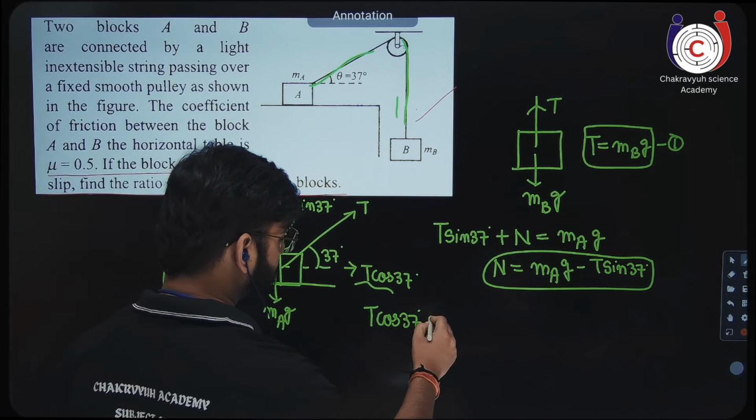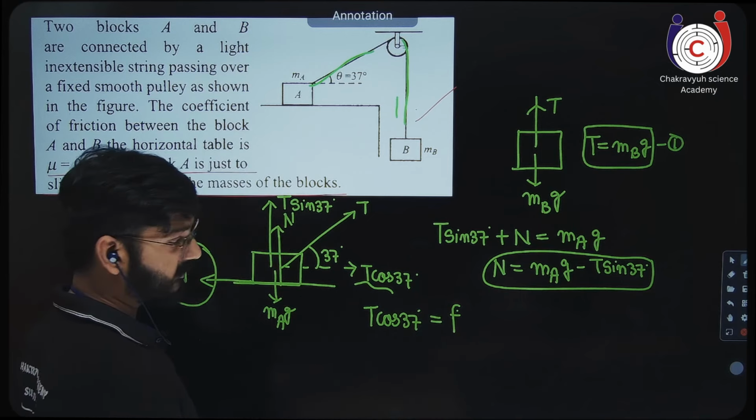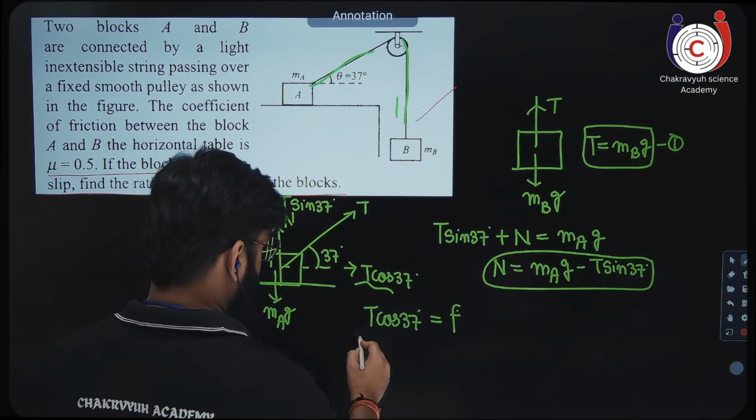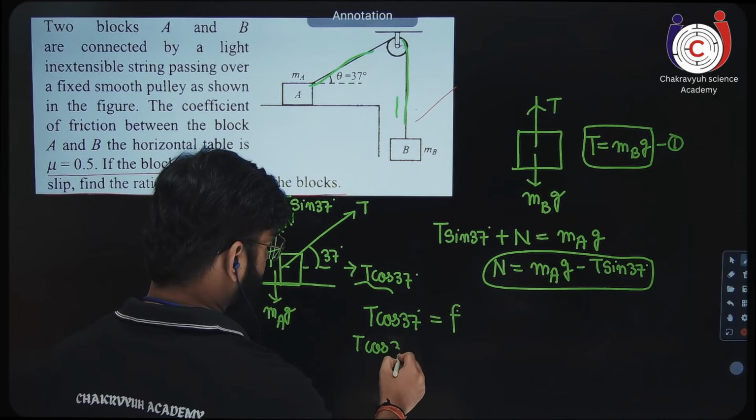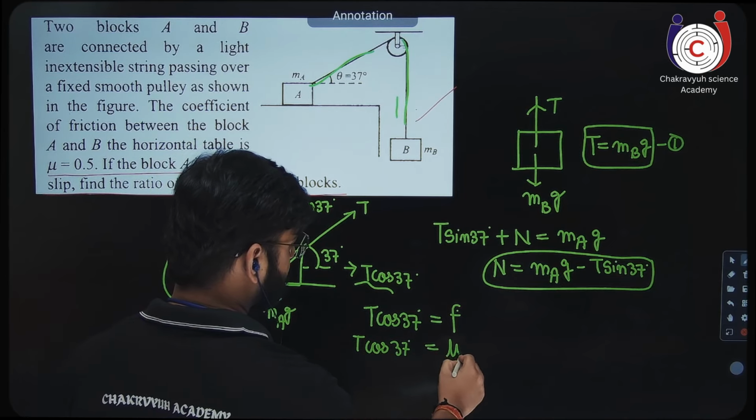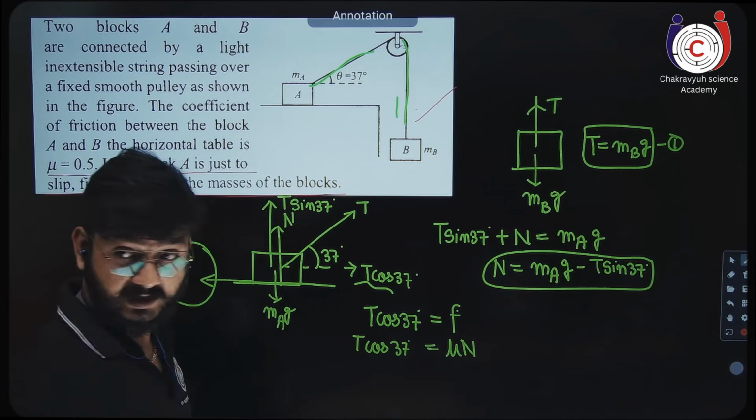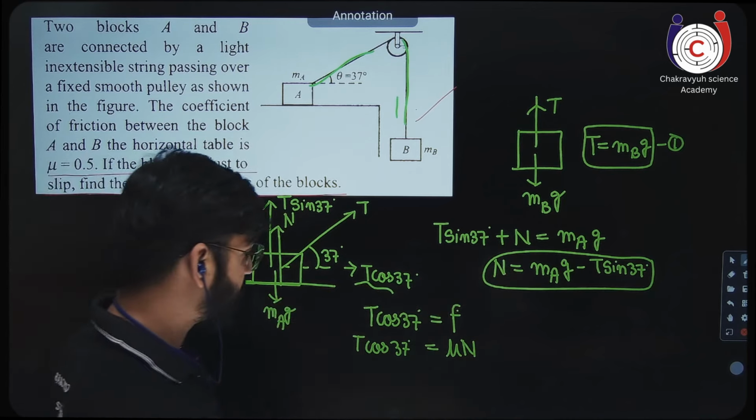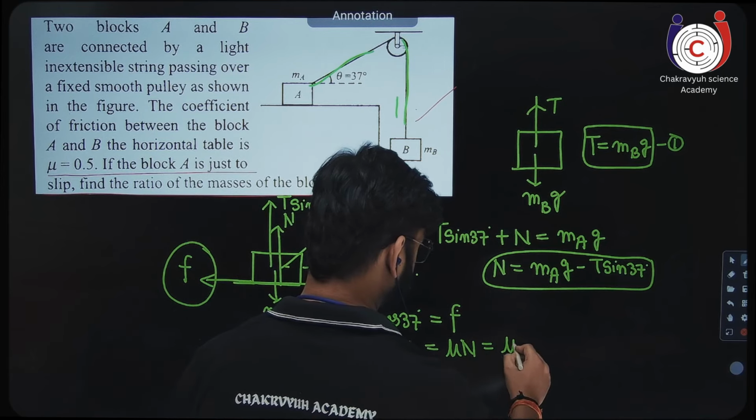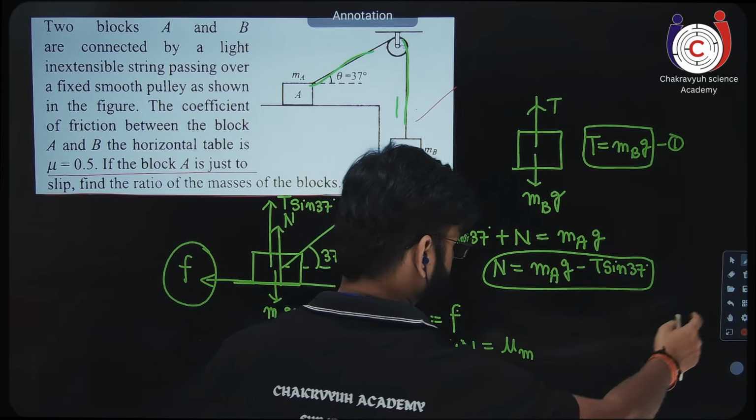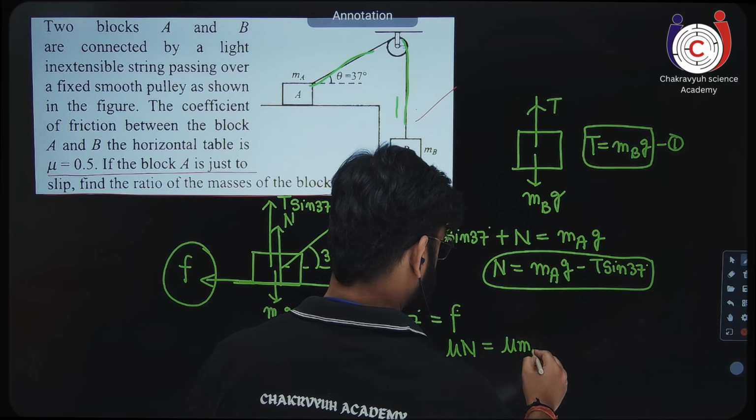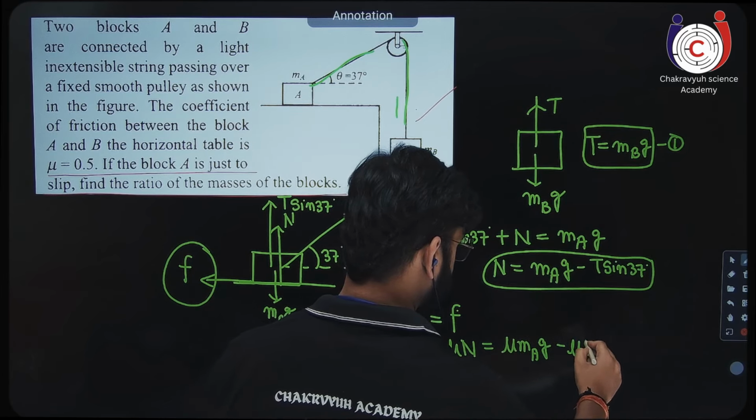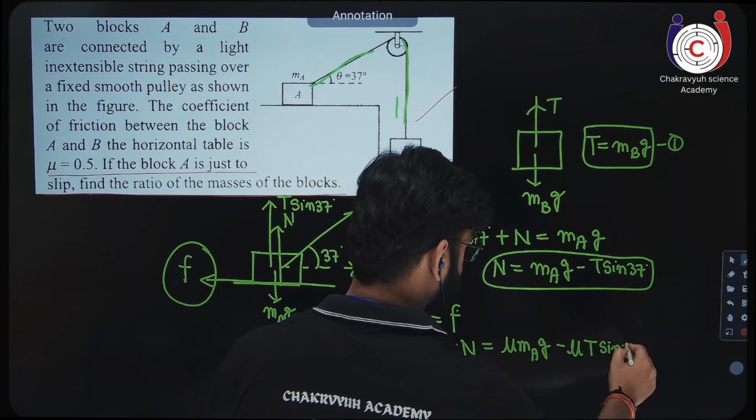T cos 37 will be equal to how much, students? Friction. Now, what is the formula for friction? Coefficient of friction multiplied by N, right? Do you have N already? Yes. Substitute. So mu times mAg minus mu times T sin 37.